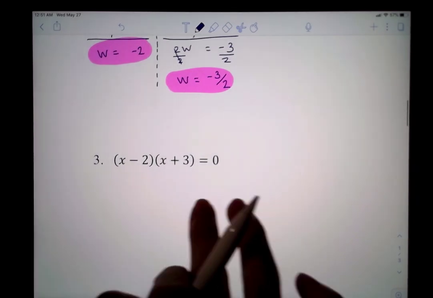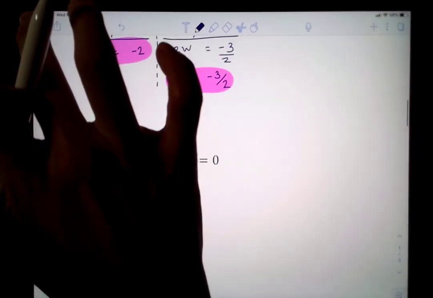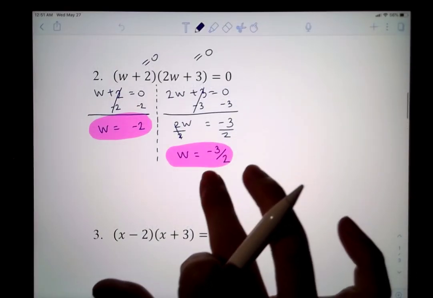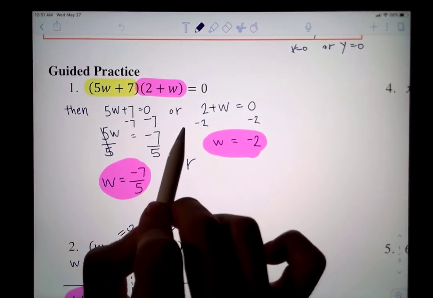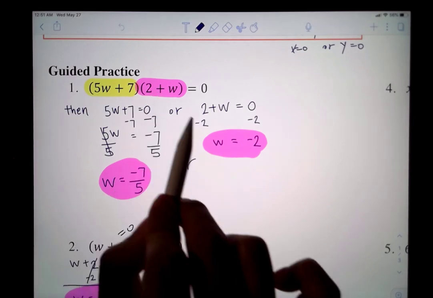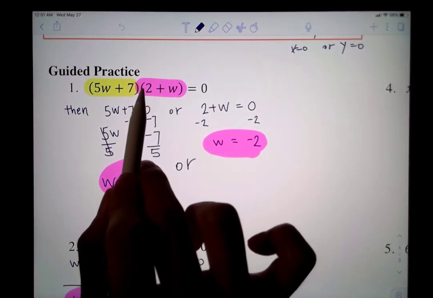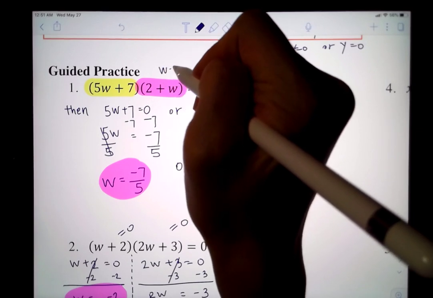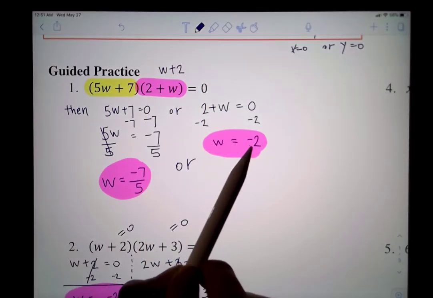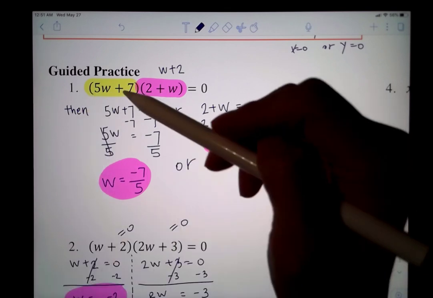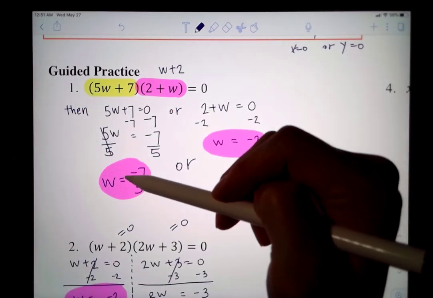So, and you know what? Oops. I will show you kind of like a shortcut. Look at this. If you get the 0, right, then you just change the sign. That's it. Actually, 2 plus w is w plus 2, right? So you can just do negative 2, right? And then from here, opposite, so negative 7.